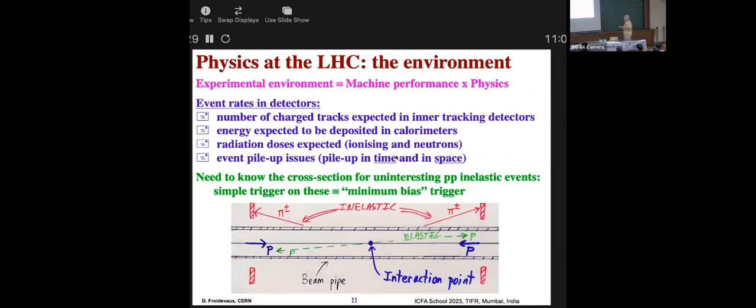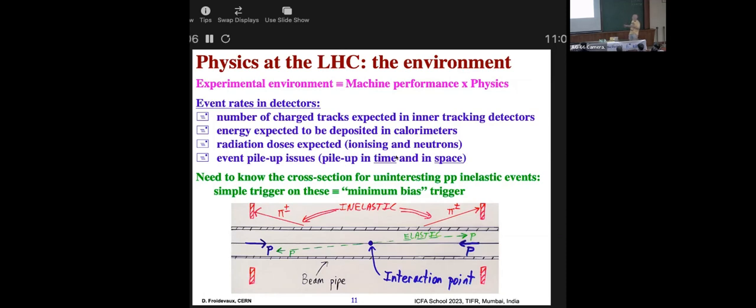So from the average number of interactions, this is the experimental environment, and the physics machine performance determine this. You can determine how many charged particles you expect in your detectors. You can determine the energy you expect to be deposited in your calorimeters. And we needed to know all this to do the research and development to build the correct detectors. And you can even compute the radiation doses in terms of ionizing radiation and also of neutrons, as I told you. And then you can study pileup, meaning extra events which cause noise in your detector.